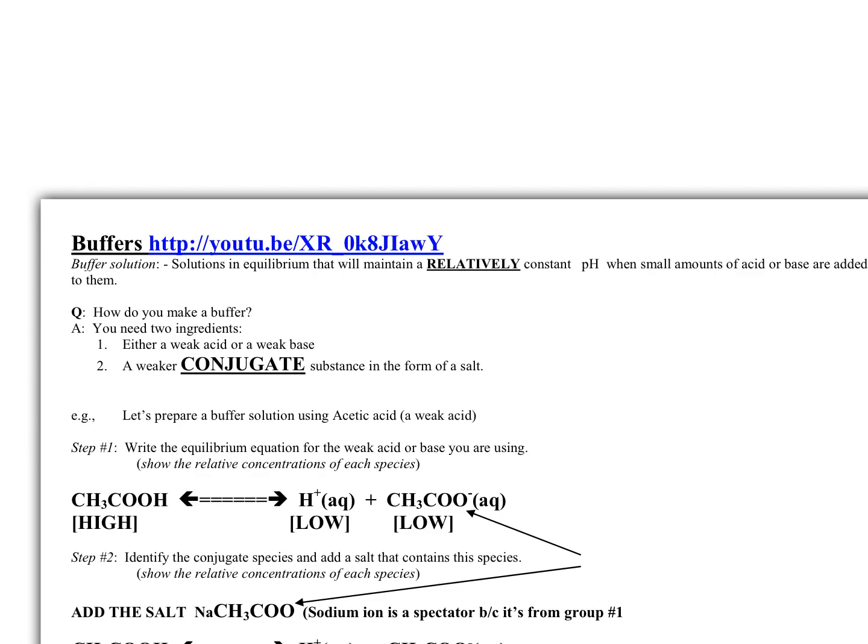What we want is a high concentration of our weak acid or weak base and a high concentration of its conjugate. The easiest way to get a high concentration of its conjugate is to find some salt that contains that ion, a soluble salt that contains that ion. In other words, take this ion and put an Na or a K or an NH4, something that's entirely soluble, in front.